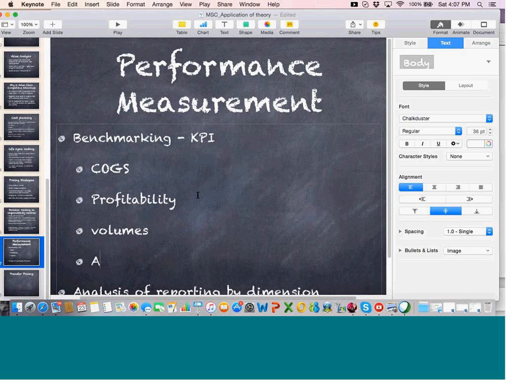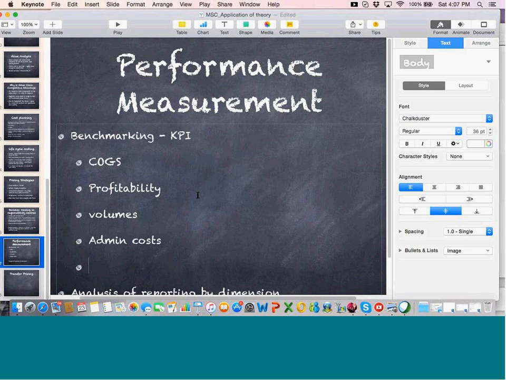Then we'll look at our favorite, which is admin costs, because I want to see what is going on in there. Exactly. Is it clear? Yeah. We cut across to see.